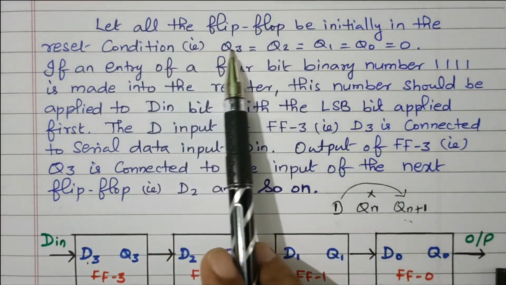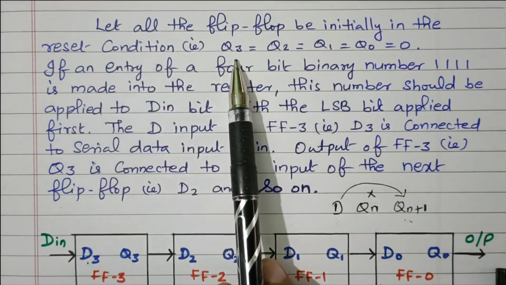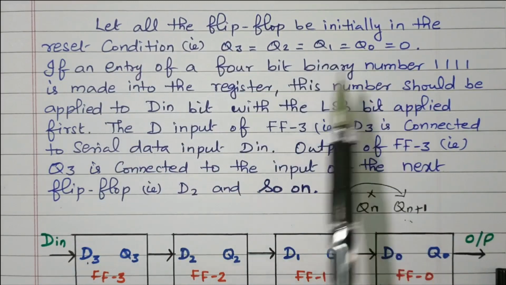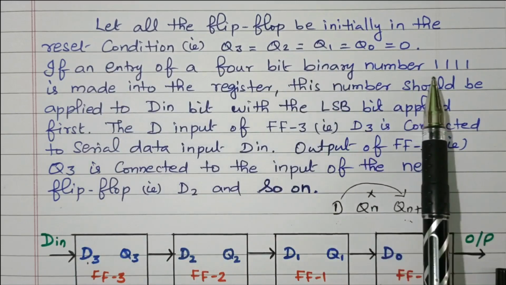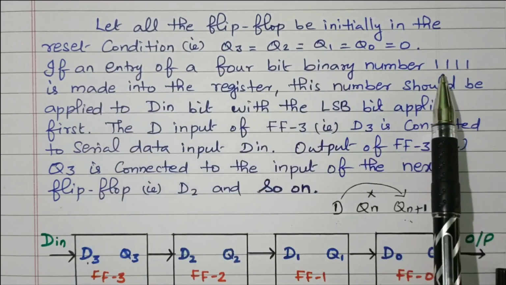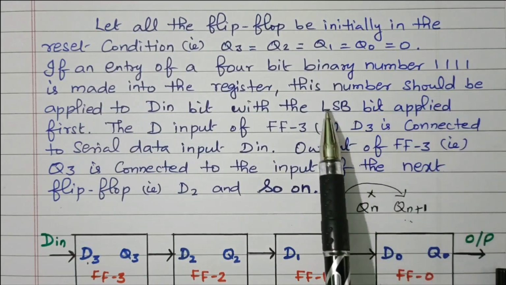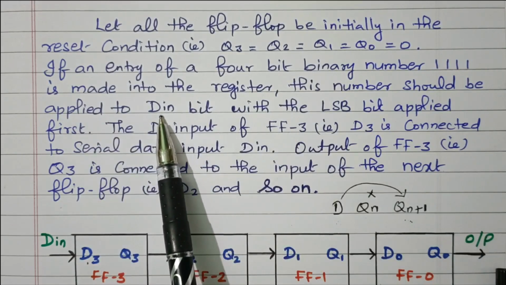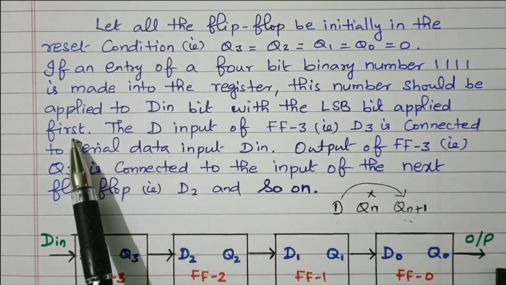All the flip-flops are initially in the reset condition, that is Q3, Q2, Q1, Q0 is 0. If an entry of the 4-bit binary number 1111 is made to the register, we need to store the data 1111. The 4 ones need to be stored in the 4 flip-flops. This number should be applied to D in. D in is the first input, with the LSB applied first.